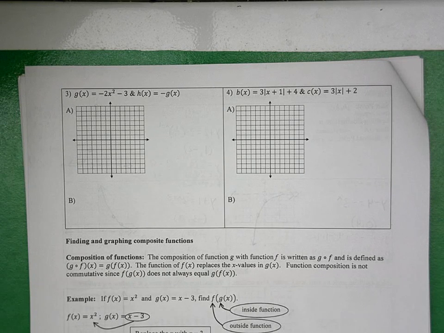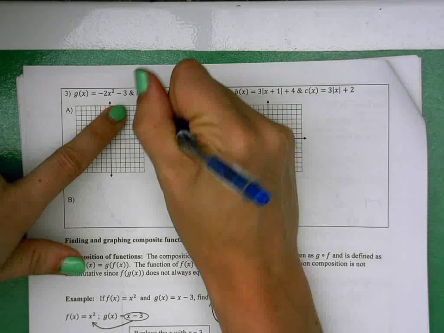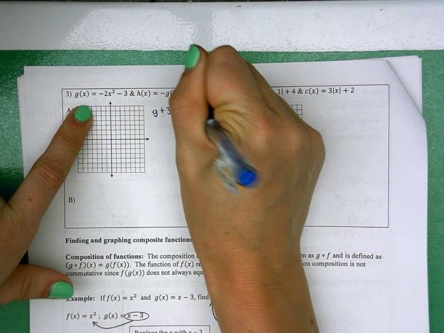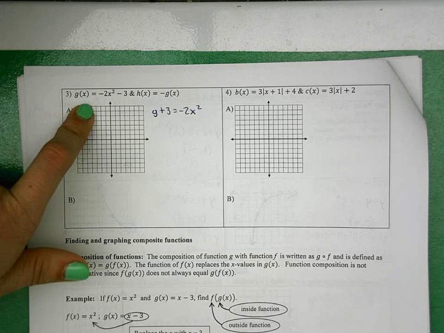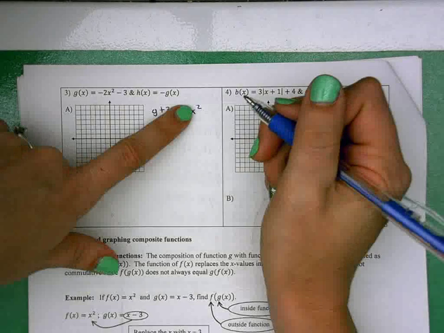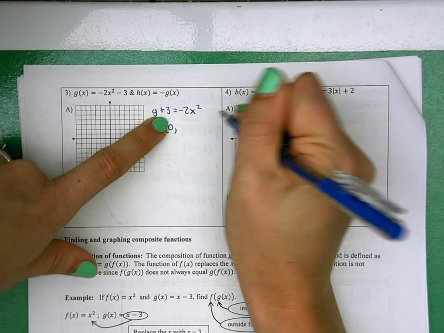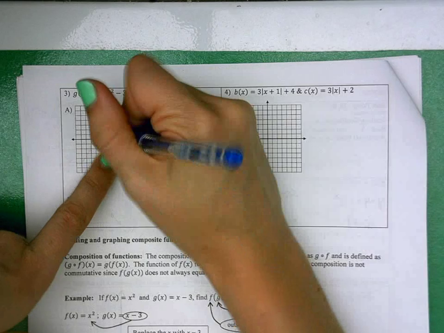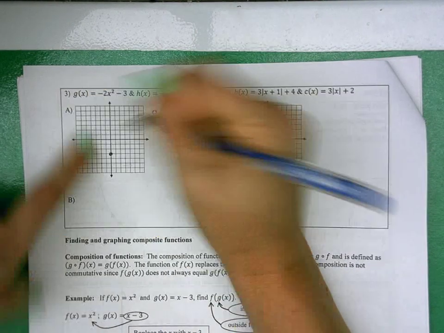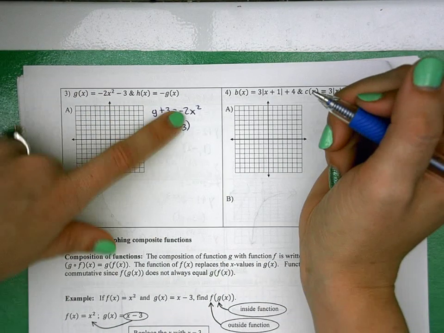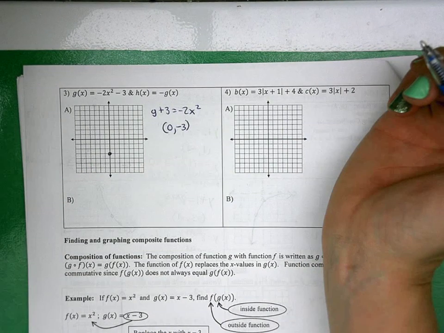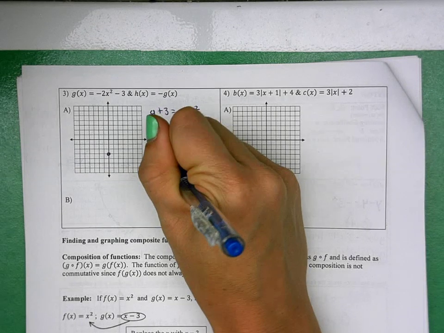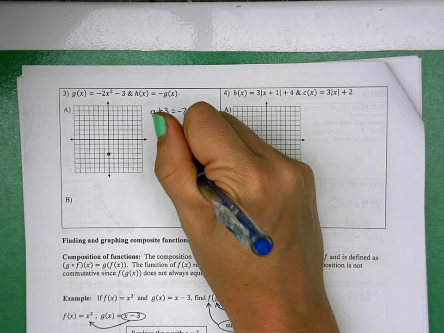G of x, descriptive form, adding that g over to the other side. G plus 3 equals negative 2 times x squared. Okay, my HK, or my ordered pair, x is going to be 0, y is going to be negative 3. So 0, negative 3. I see that I have a negative a here, so I know my u is going to be downward facing. Remember, quadratics don't have slope, so this is a over 1, or down 2 over 1. So we're going to go ahead and do that.